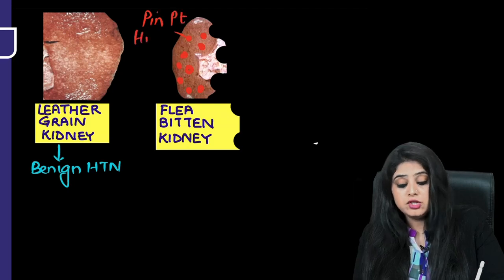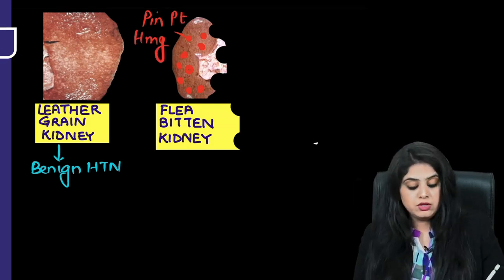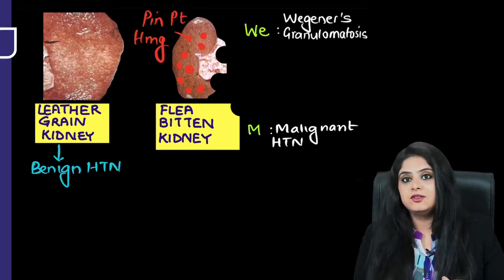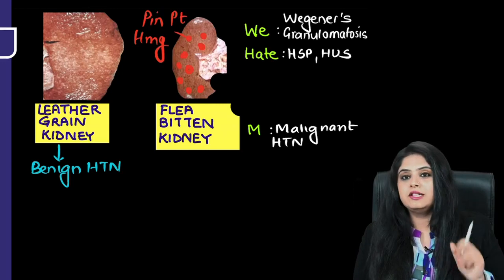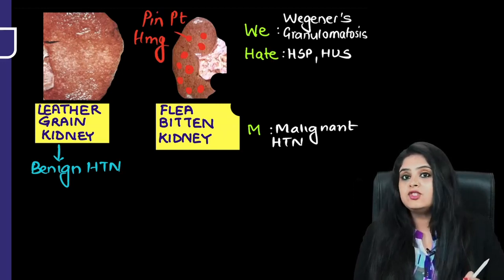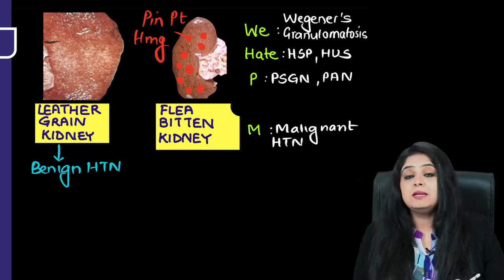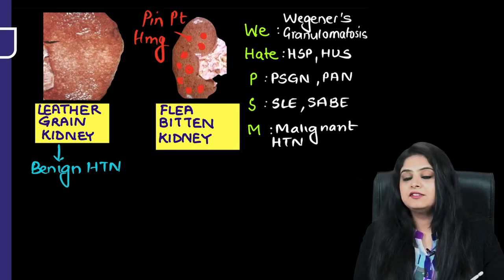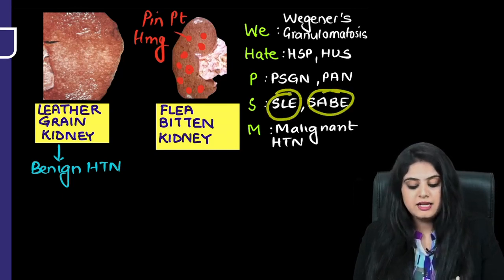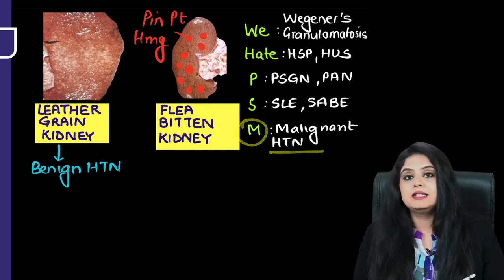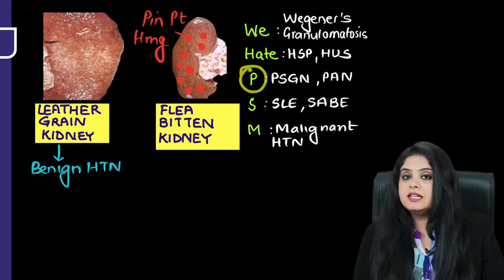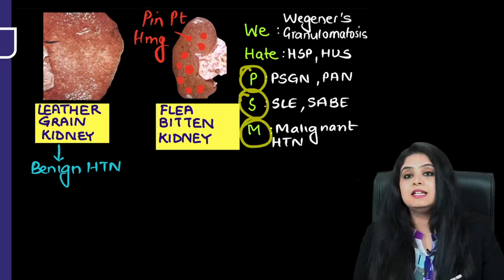So this is not seen just in malignant hypertension. We know a very famous mnemonic. Malignant hypertension is just one of them. The mnemonic is we hate PSM, right? So what is V? V stands for Wegener's granulomatosis. Then H, everything will have two things. H stands for HUS as well as HSP, Henoch-Schonlein purpura. We hate P, P for PSGN and polyarteritis nodosa. Then PSM, S for subacute bacterial endocarditis and SLE, and finally M for malignant hypertension. So repeating, Wegener's granulomatosis, HUS and HSP, PSGN and PAN, SLE and SABE, and malignant hypertension.